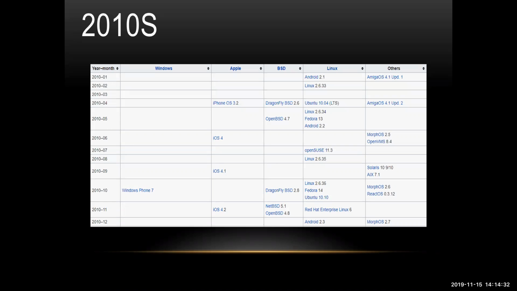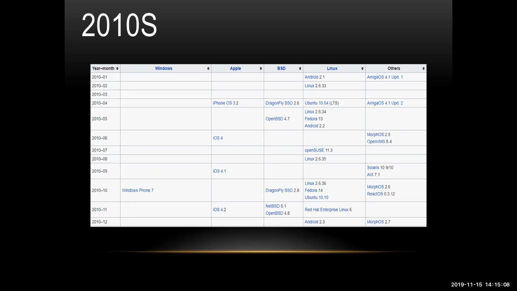April, we had iPhone OS 3.2, DragonFly BSD 2.6, Ubuntu 10.04, AmigaOS 4.1 Update 2. And then May, we had OpenBSD 4.7, Linux 2.6.34, Fedora 13, Android 2.2. We also had iOS 4 during June, and then MorphOS 2.5 and VMS 8.4. And then July, we had openSUSE 11.3. August, we had Linux 2.6.35.